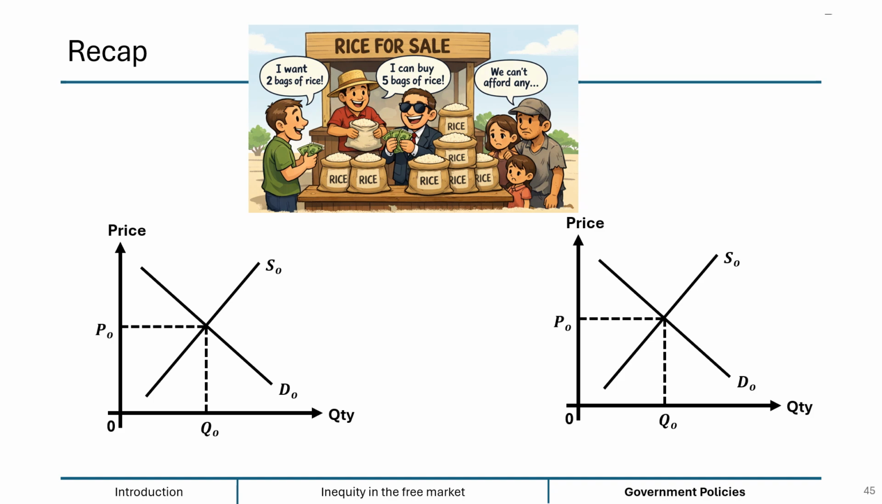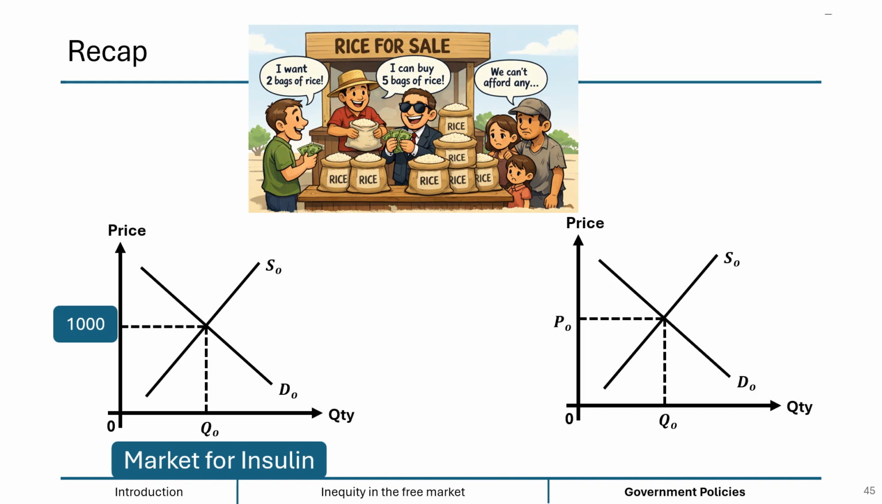Recap of what we did last week. So if you remember the cartoon, right? If we leave it up to the free market, we will see that some individuals, which are mainly the lower income individuals, will be unable to afford the essential goods and services. That's why there's inequity. So if we look at the market for insulin, right?